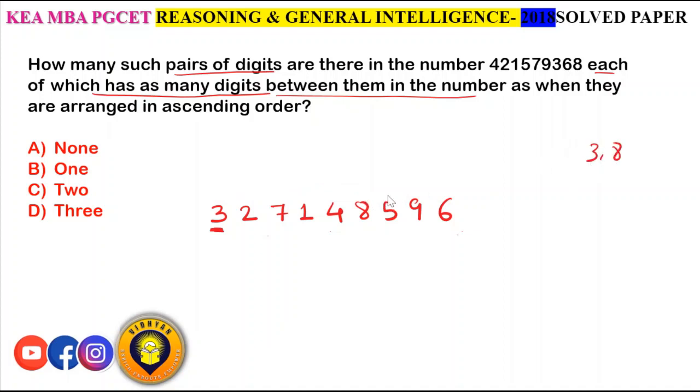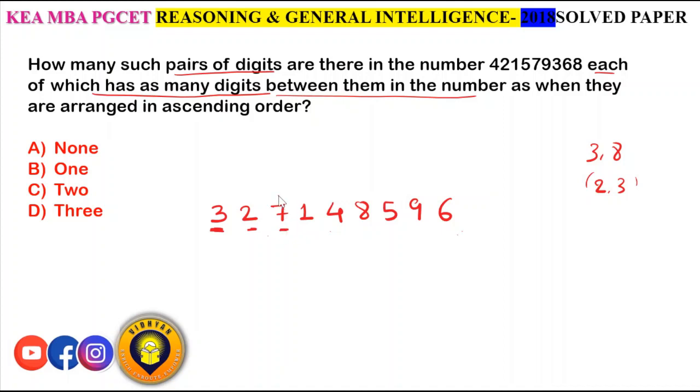Then after 8 if you move, it is 9, but in the 9th place there is 5. Then you can stop because the highest digit is 9. Then start from 2 here. First go in the forward direction. After 2 it should be 3, 4, 5, 6, 7, 8, 9. You are not getting any number. But when you come in the backward direction, after 2 it is 3, so you got one more pair, that is 2 and 3. Correct.